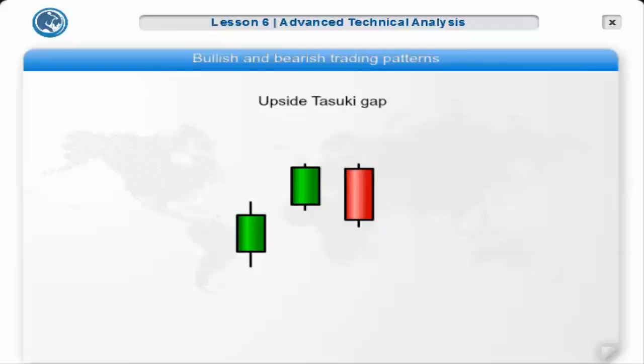Upside Tsuki Gap, a 3-candlestick reversal pattern indicating a bearish outlook. The first candlestick is green and supports the major trend. On the second day, the candlestick opens upwards with the price gap and closes positive, green. On the third day, the candlestick is red with a closing price that is lower than the opening price of the second candlestick.